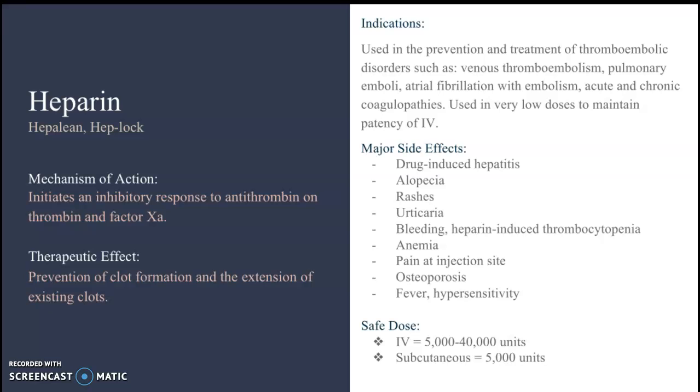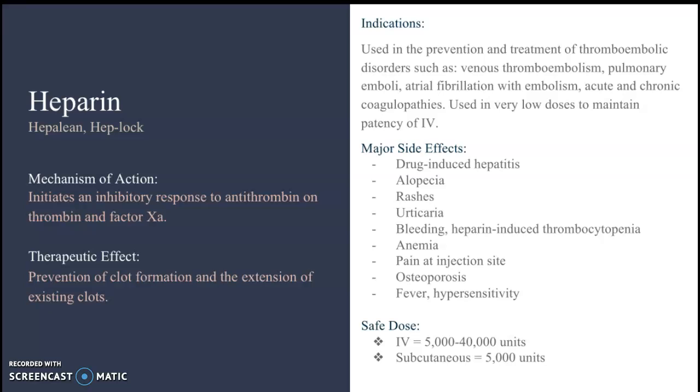Used in very low doses to maintain patency of IVs, heparin works by stopping the conversion of prothrombin to thrombin through its effect on factor XA. When given in higher doses, it neutralizes thrombin through stopping the conversion of fibrinogen to fibrin.